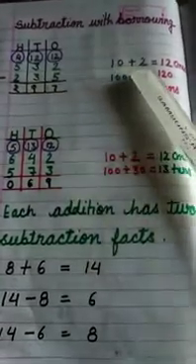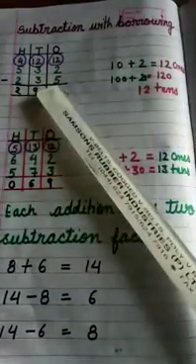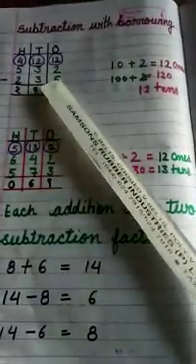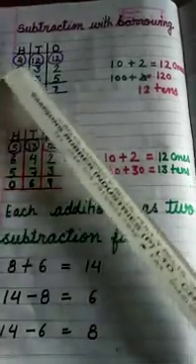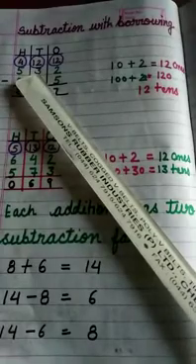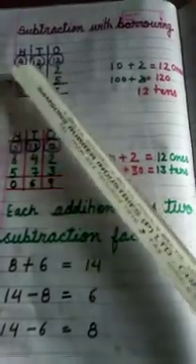So 10 plus 2 equals 12 ones. Now we can easily subtract 5 from 12 and 7 is left. Here, 3 already gave 1 ten to 2.